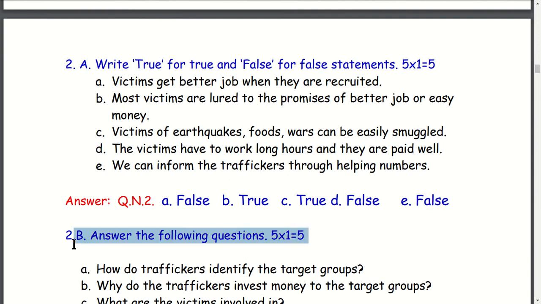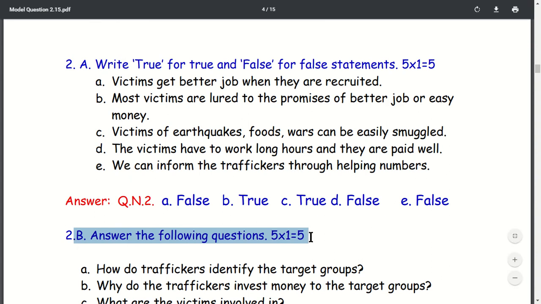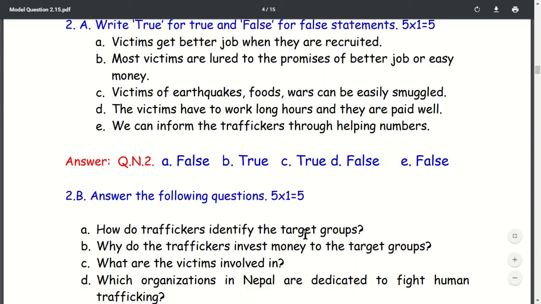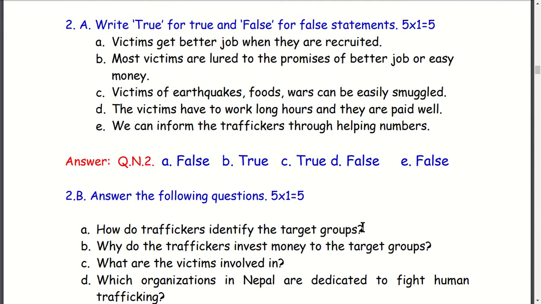Question number B: answer the following questions after reading the passage. After understanding the passage, you have to answer the following questions here. One question carries 1 mark here. How do traffickers identify the target groups? How do they identify, find out? This is the question here.